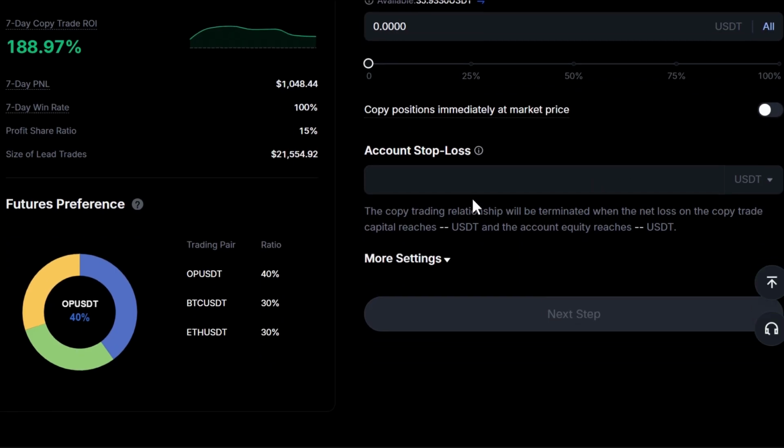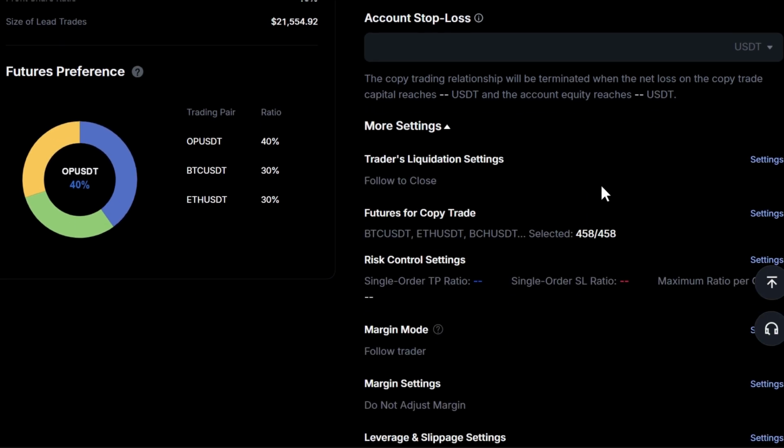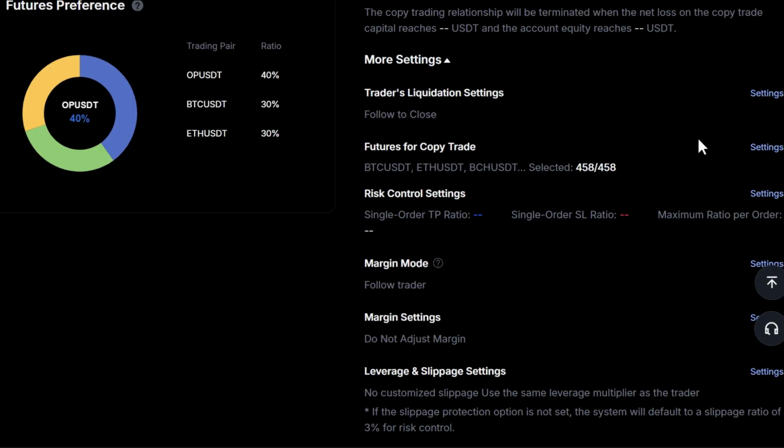Third option is the account stop loss. Enter the amount here. When account equity reaches this level, your copy trading relationship will be terminated. All of your orders will be closed at market price and the remaining assets will be transferred to your spot account. Due to market volatility, the actual account equity at the time of copy trade termination may differ from your set value. When you click on more settings in any of the 3 modes, you can have more customization.